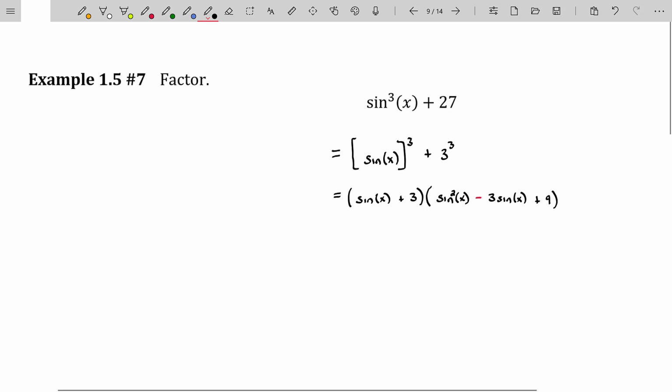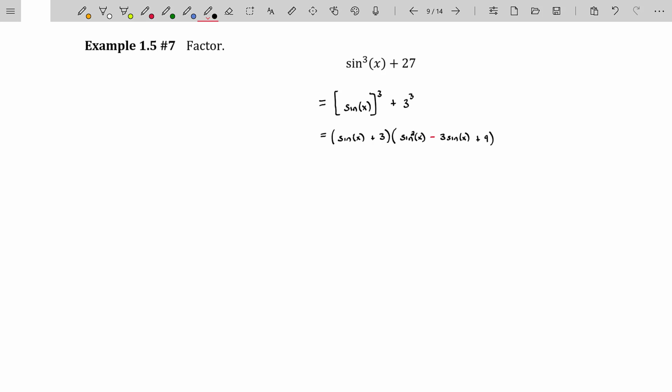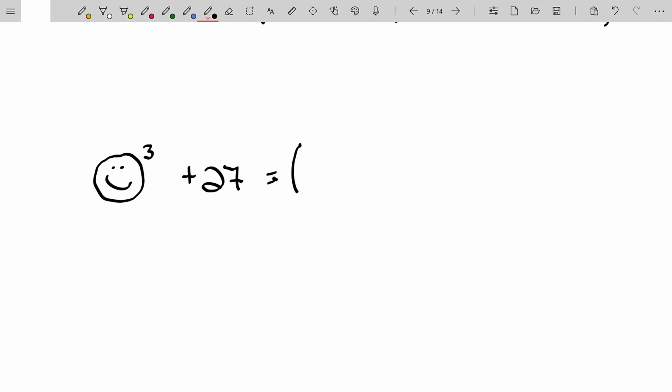This is actually pretty nice. In fact, I could have just given you a silly function you don't even know what it is. I could have said we have this happy face cubed plus 27. All the mathematics is exactly the same. Oops, except you have to be able to draw a happy face. That would be happy face plus 3 times happy face squared minus 3 happy face plus 9. So you don't really need to even know the function to be able to use the sum or difference of cubes formula or the difference of squares formula.